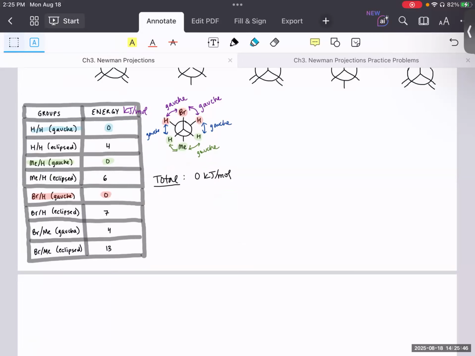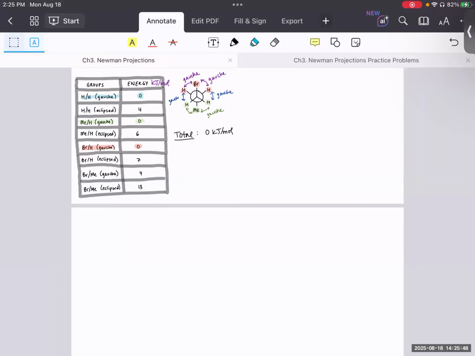And so if we were to start drawing out an energy diagram, we can place our 0 degrees. So this is just our starting state, and our energy would be 0 here.